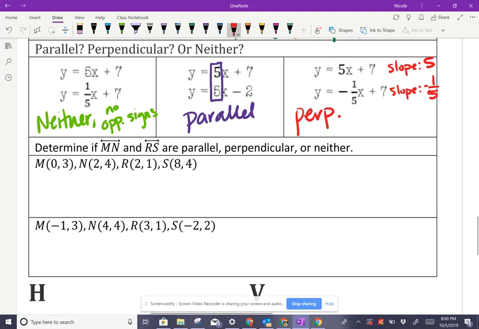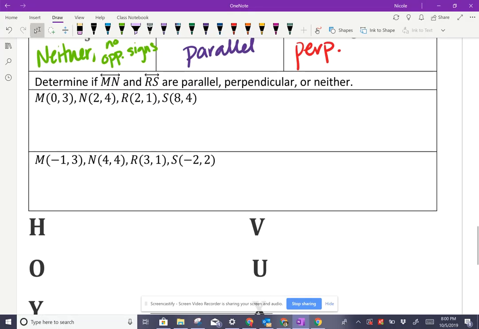Now, we are going to add in some examples that make us find the slopes first and then go through and decide if they're parallel, perpendicular, or neither. So we have line MN and line RS, and we have some points on them. So we need to find the slope of MN and the slope of RS in order to decide if they're parallel or perpendicular. So MN, we have points (0, 3) and (2, 4). If you want to label them as x1, y1, and x2, y2, you're more than welcome to.